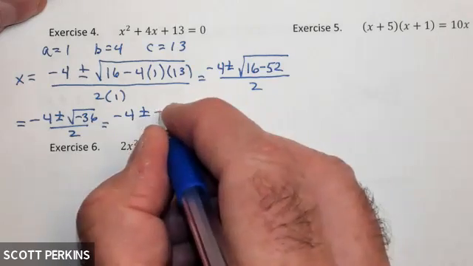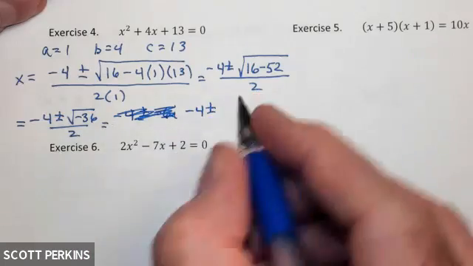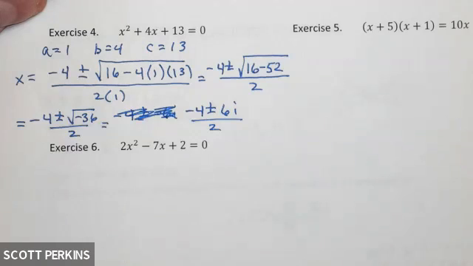No, it's not. That was crazy. Let's try again. It's just 6i. Don't know why I said negative there. Sorry. Just to add a little confusion, I guess.